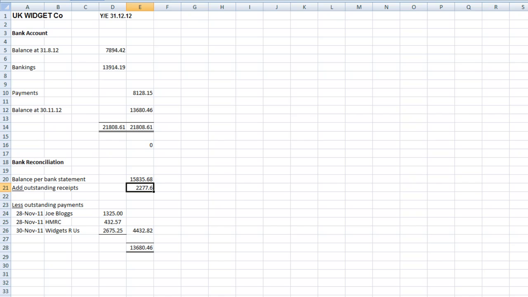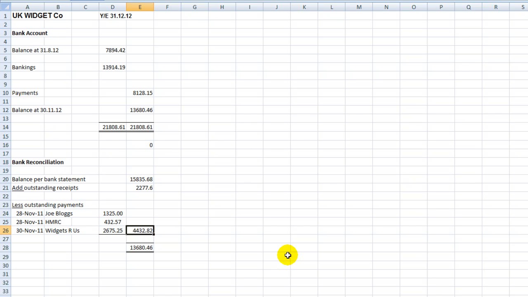Next, I list the payments not yet showing on my bank statement, and these total £4,432.82. If these had been presented by the payees at 30th of November, my bank balance would be lower. By adding on the bank receipt and deducting the bank payments not showing on my bank statement at 30th of November, I have reconciled my bank account balance.